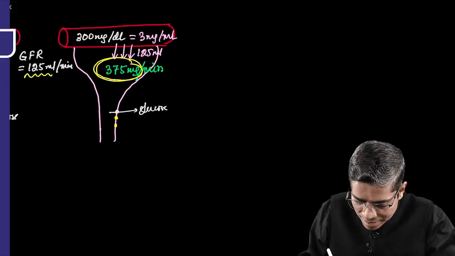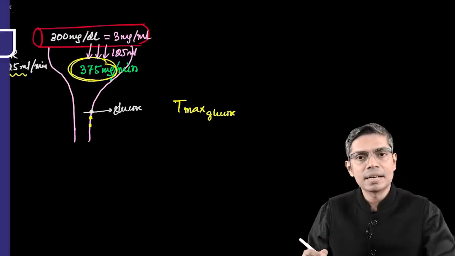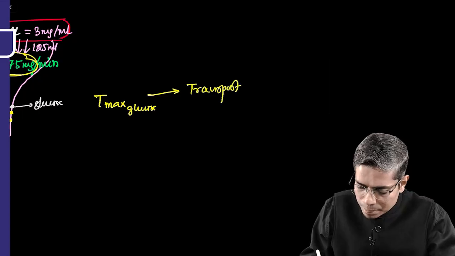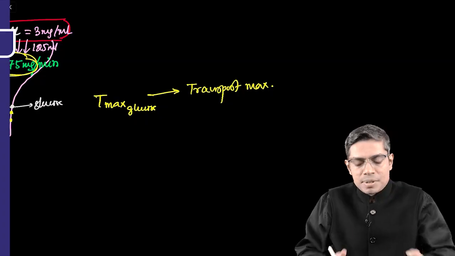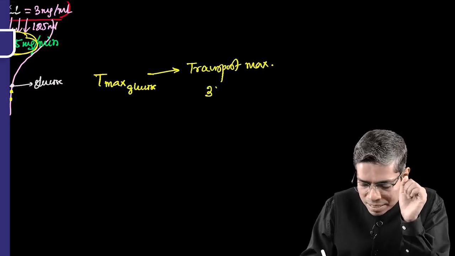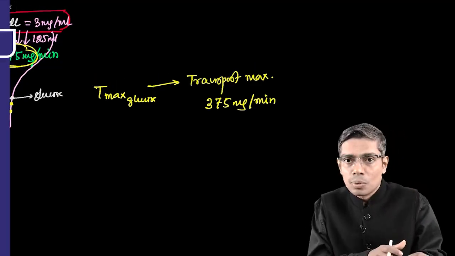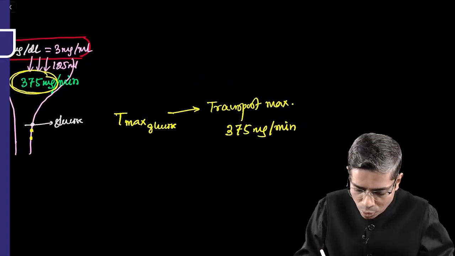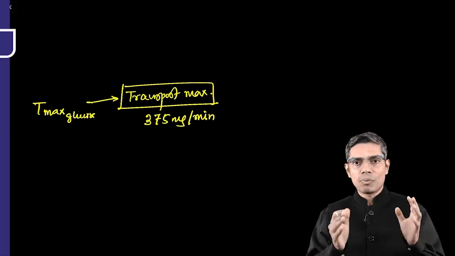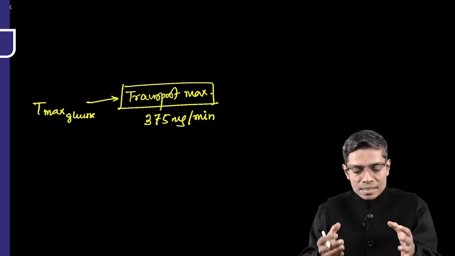What I am saying is Tm, T max of glucose. What is that? It is the transport maximum. This is known as the transport maximum of glucose, or maybe of any substance, but for glucose we are understanding glucose here. So the transport maximum of glucose is 375 milligram per minute with respect to tubular load. Getting my point? What is the value of the transport maximum of glucose in a normal subject? 375 milligram per minute, meaning if in 1 minute there is filtration of 375 milligram of glucose, all the glucose will be reabsorbed. That is the meaning of transport maximum.